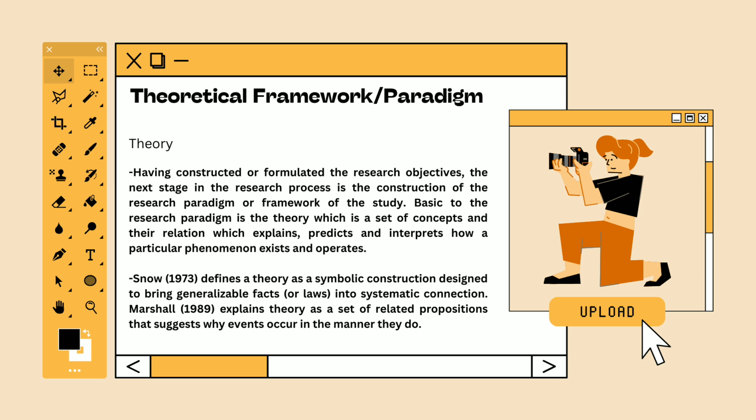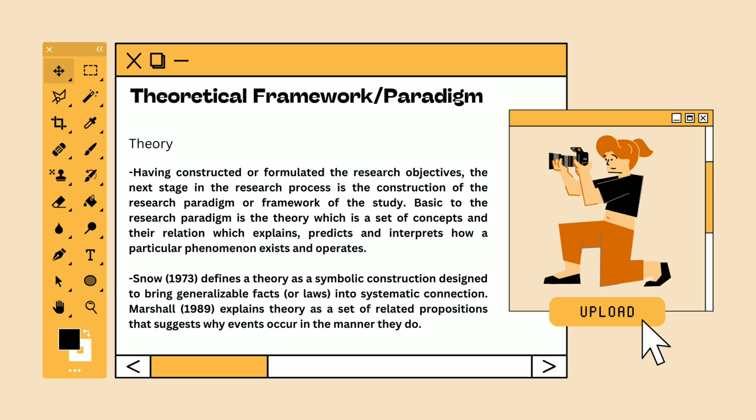Next, theoretical framework or paradigm. Having constructed or formulated the research objectives, the next stage in the research process is the construction of the research paradigm or framework of the study. Basic to the research paradigm is the theory, which is a set of concepts and their relation, which explains, predicts, and interprets how a particular phenomenon exists and operates.